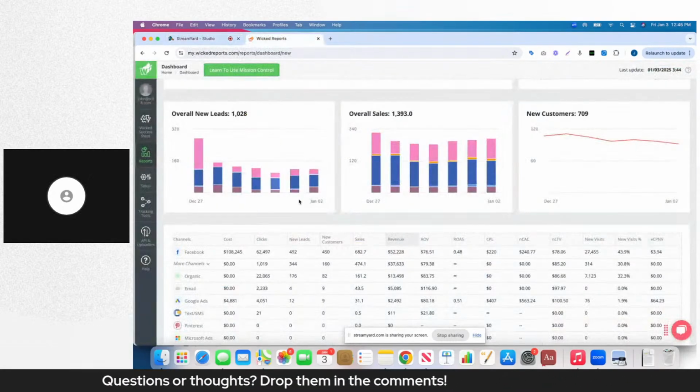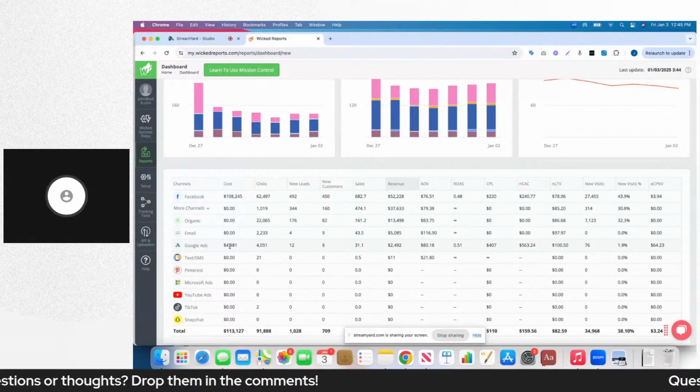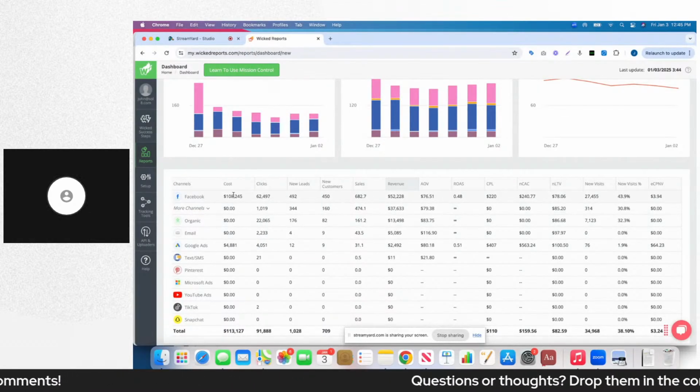Good. Okay, so if you look at the scenario here, we're only spending $5,000 on Google Ads and then $100,000 on Meta, and this is each week.